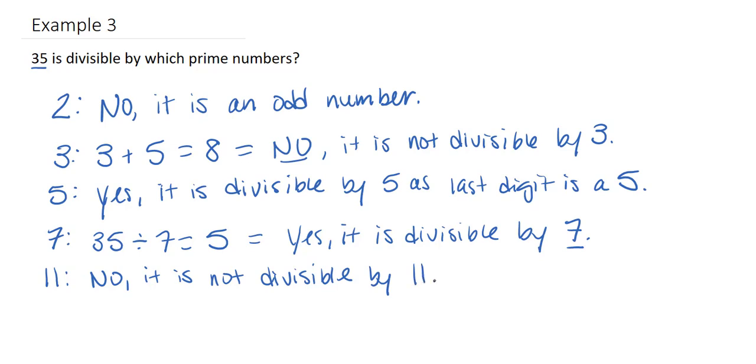And we can stop there, because we know that it's just 5 and 7 that can make up 35. Those are the only prime numbers. So the prime numbers are 5 and 7. Now, this is important when we start looking at fractions and trying to reduce fractions. So this is why we are going over these divisibility tests, as they will help.